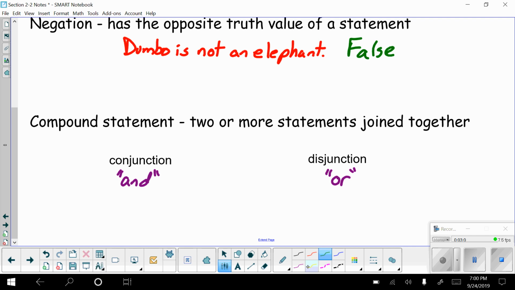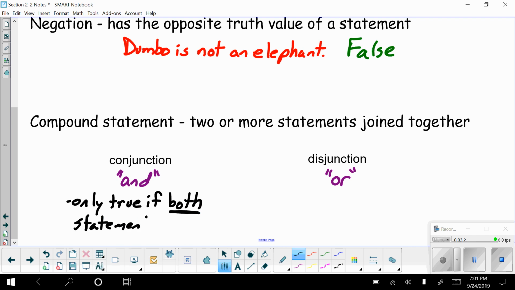In terms of the truth value for compound statements, it depends on the truth values of the individual statements. For a compound statement, the conjunction is only true if both statements are true. And a disjunction is only false if both statements are false.